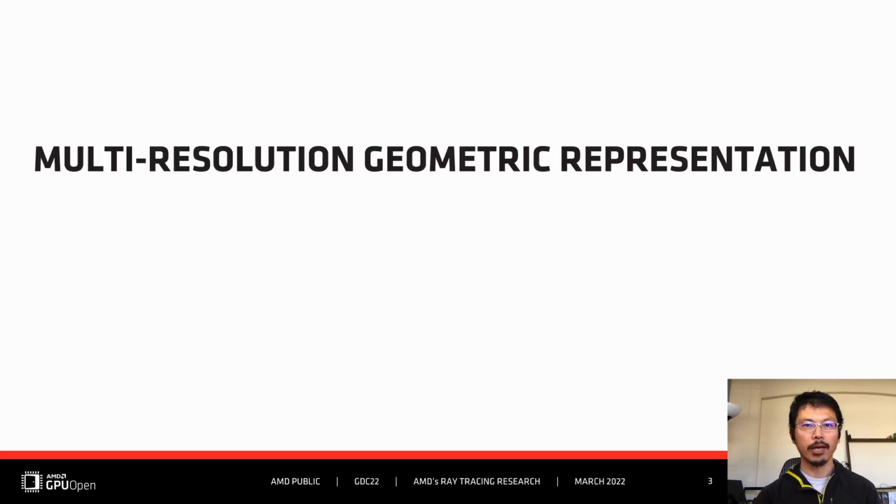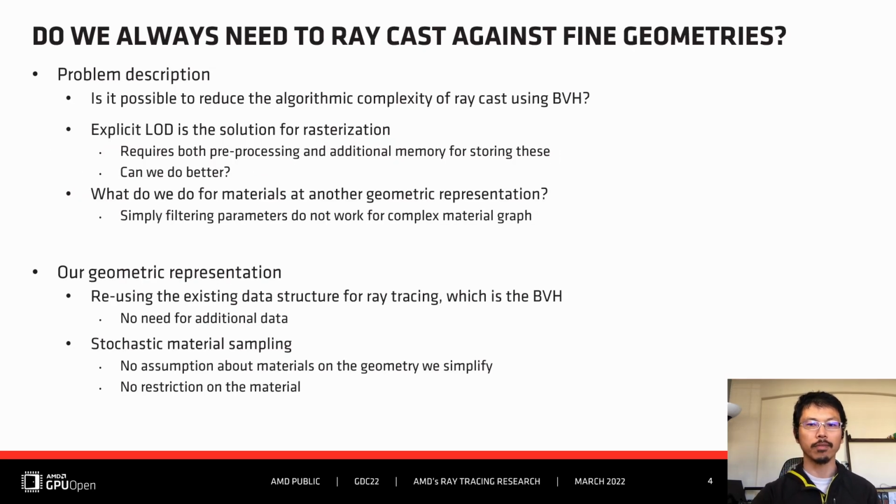Okay, the first topic I'm going to talk about is multi-resolution geometric representation. This work started with a question like this. In ray tracing, do we always need to raycast against fine geometries? For some scenes, it could be just an overkill, like a scene where an object is very far away from the camera or any ray origin.